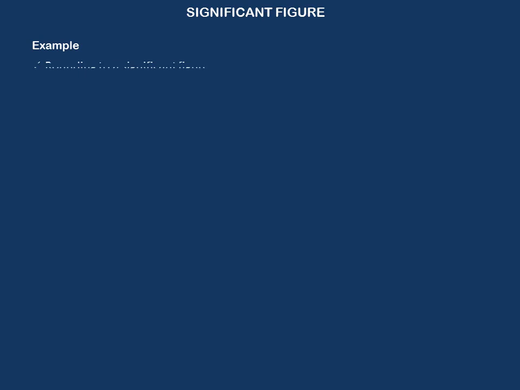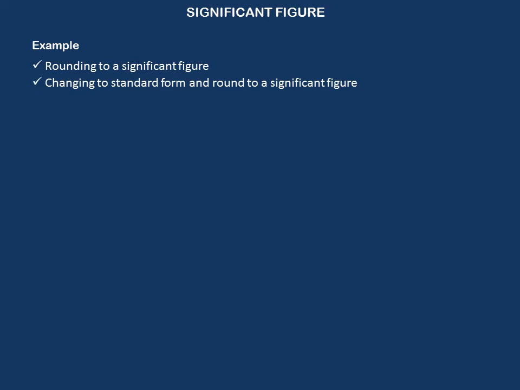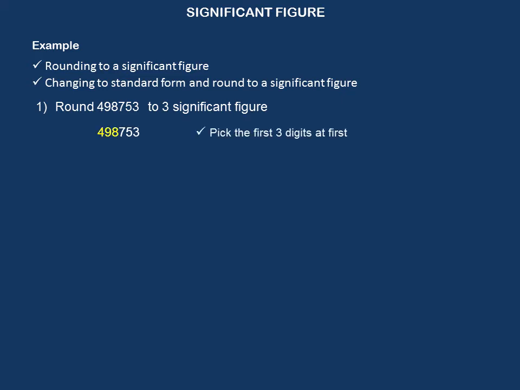Now let's look at another example: rounding. In this example, we're going to round to a significant figure and then change to standard form and round to a significant figure. Let's have a look at the first one. Round the figure 498,753. We need to look at 3 significant figures. Now the 3 significant figures are 4, 9 and 8.